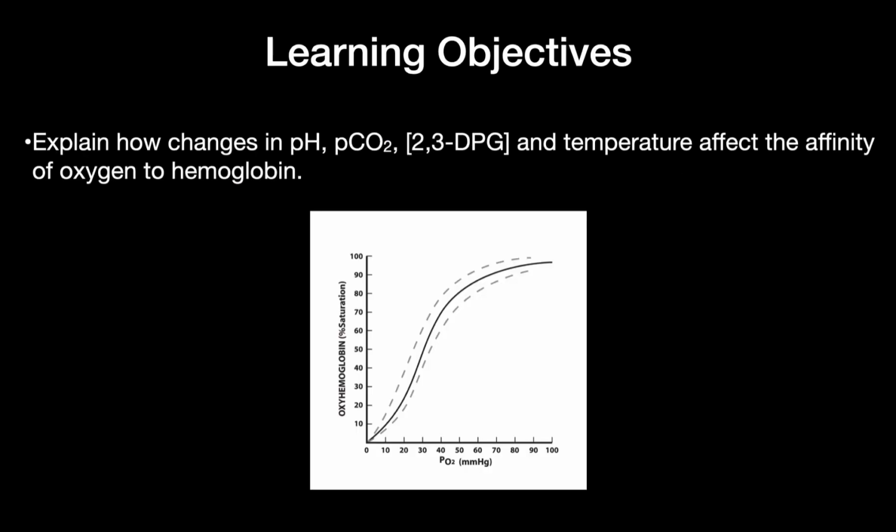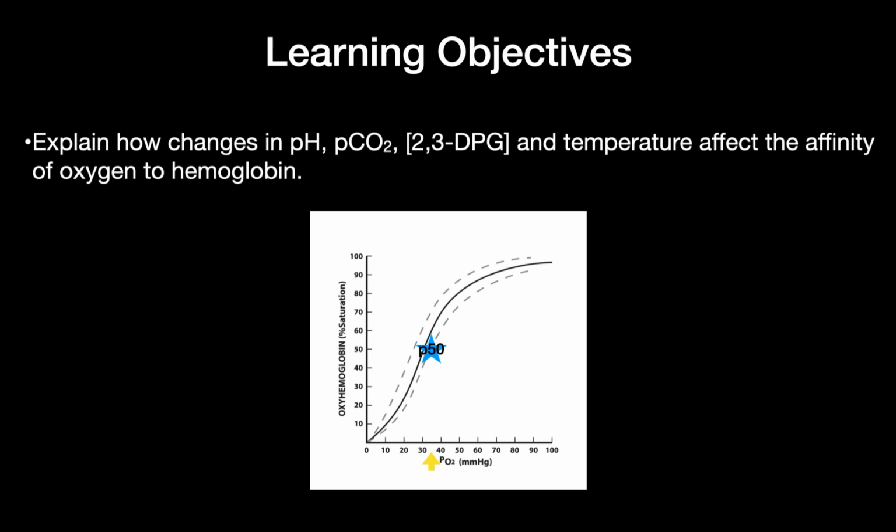Let's move on to the next learning objective. Explain how changes in pH, PCO2, 2,3-DPG, and temperature affect the affinity of oxygen to hemoglobin. Remember the P50. That is the marker that tells us whether oxygen has a higher affinity or a lower affinity to hemoglobin. Here on this oxyhemoglobin dissociation curve, the P50 is about 30. But then all of a sudden, I move it over to the right, and the P50 is about 35.